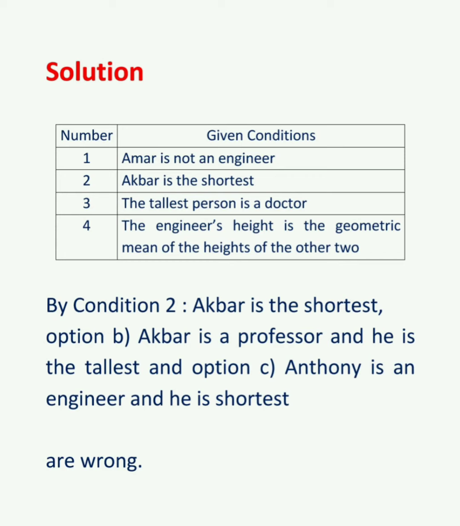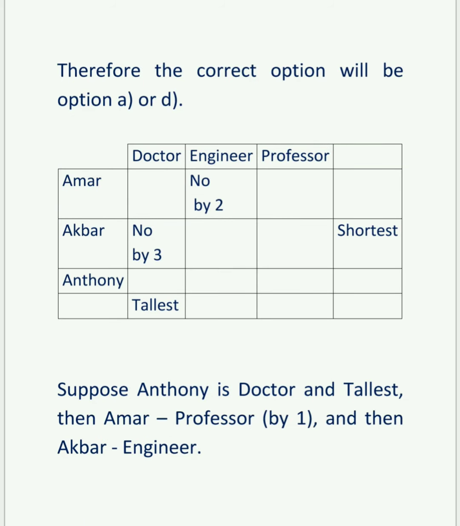What is condition 2? Akbar is the shortest. Using this condition only, I can delete two options. Option B, Akbar is a professor and he is the tallest. So Akbar is not the tallest, therefore option B is the wrong one. And option C, Andoni is the shortest. Andoni is not the shortest, Akbar is the shortest. Therefore, option C is also the wrong one. So the remaining option, A or D, will be the correct one.